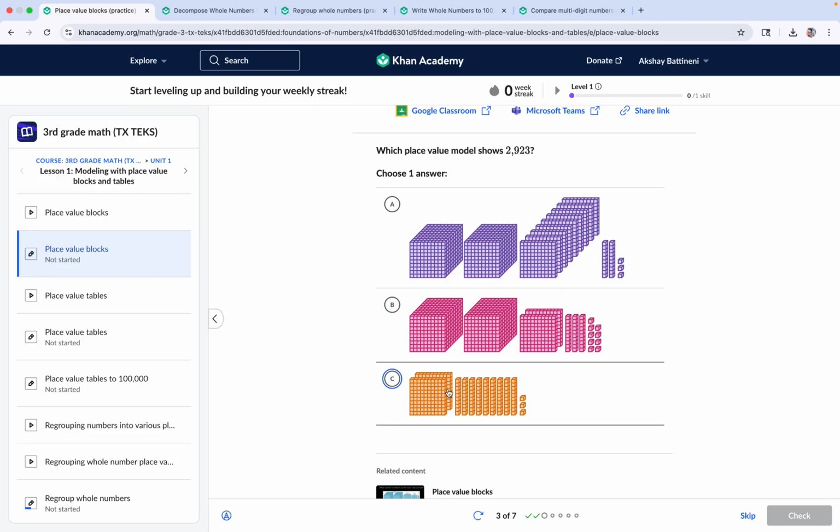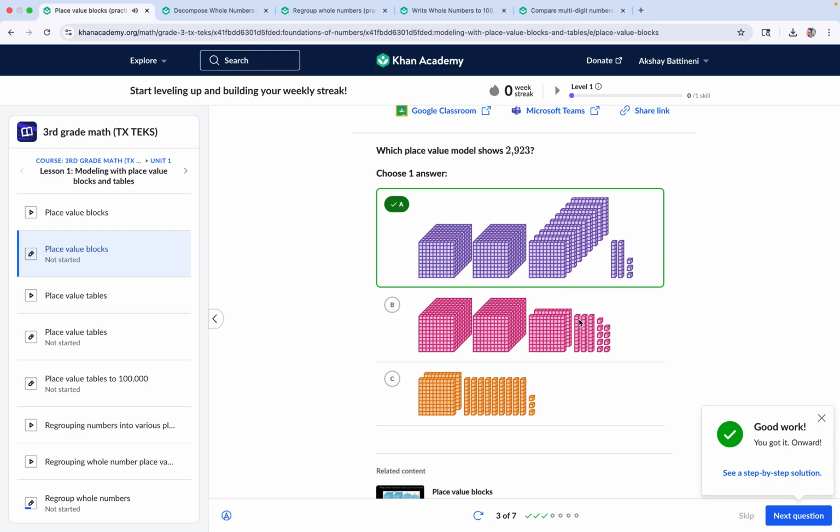And the last one just doesn't have the thousands, right? It doesn't have the thousands, and these two are flipped around because this is 293. It was supposed to be 923, and we don't have the 2,000s. That's why the first one is right.